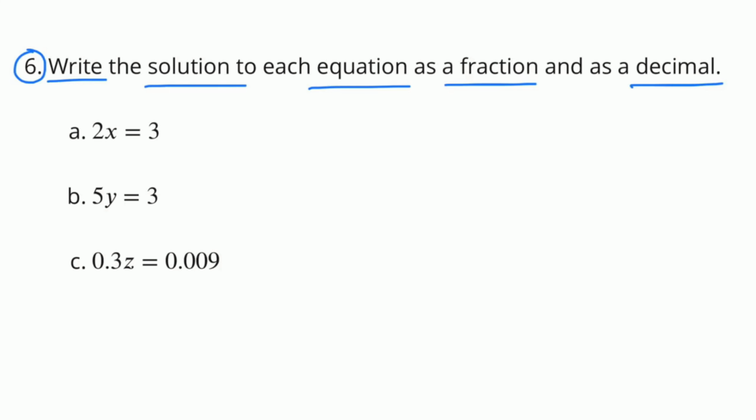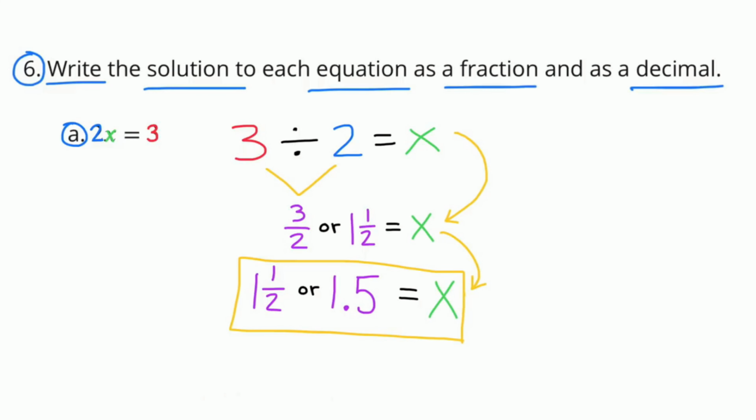Number 6. Write the solution to each equation as a fraction and as a decimal. A. 2x equals 3. That can be rewritten as 3 divided by 2 equals x, which is 3/2 or 1 1/2. X equals 1 1/2 or 1.5.